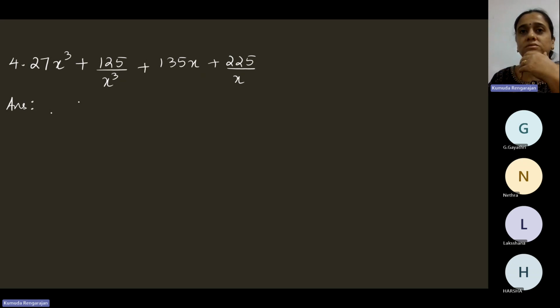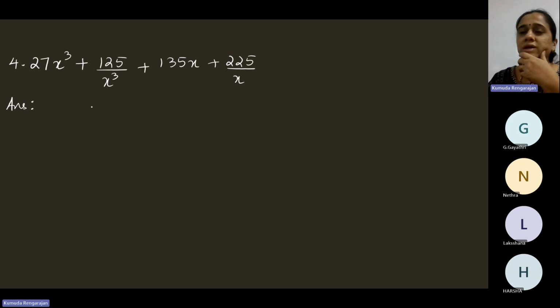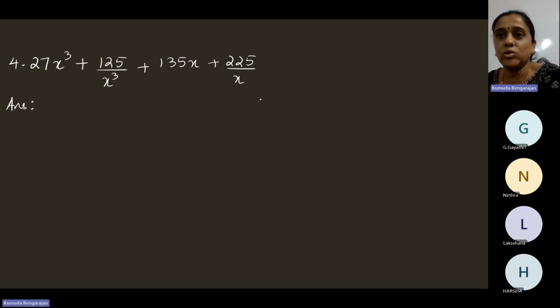So how many terms? 4 terms. How many perfect squares or perfect cubes? 2 perfect cubes. So can you identify the identity? (a plus b) the whole cube.